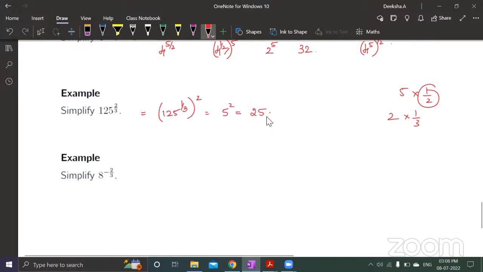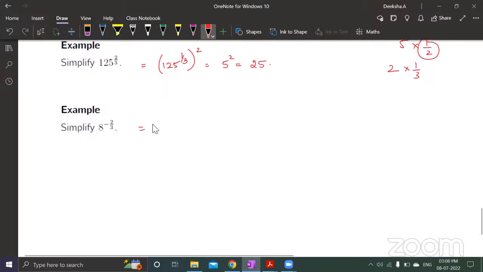Okay, next. 8 power minus 2 by 3. Just like our first example, first let me shift it to the denominator. I think this number we have already taken. 8 power 1 by 3 and then square. So the cube root of 8 is 2, 2 square is 4.